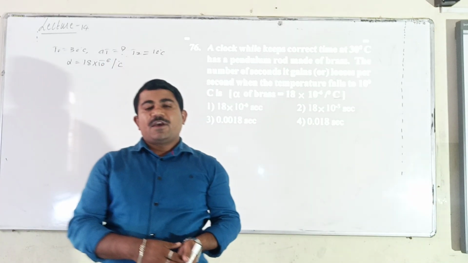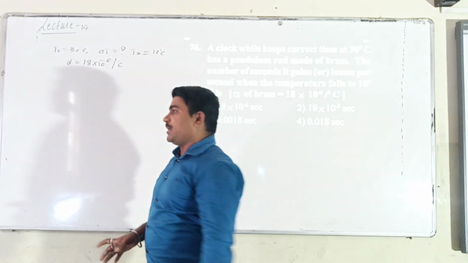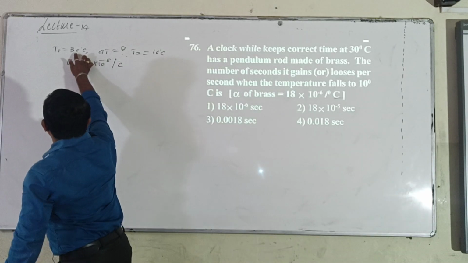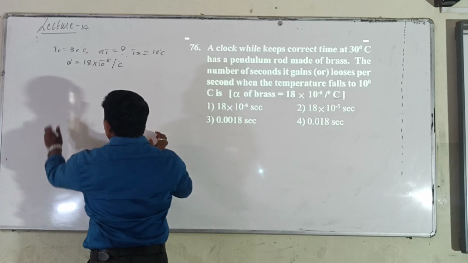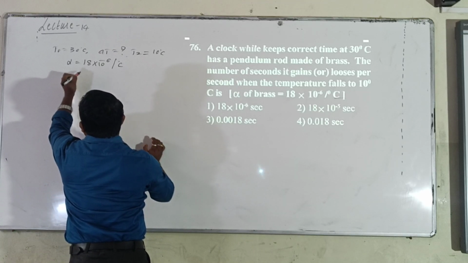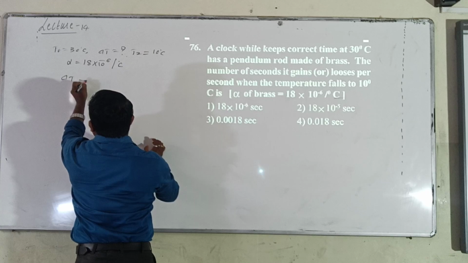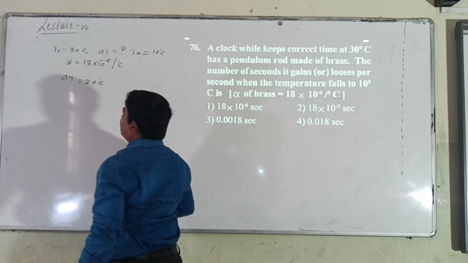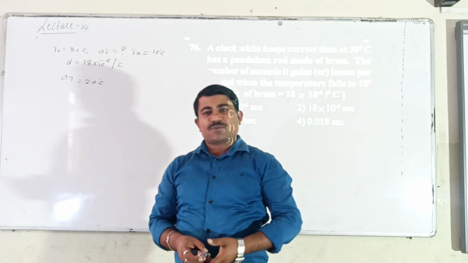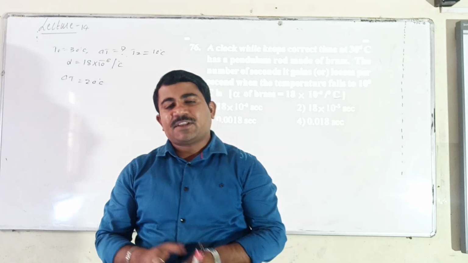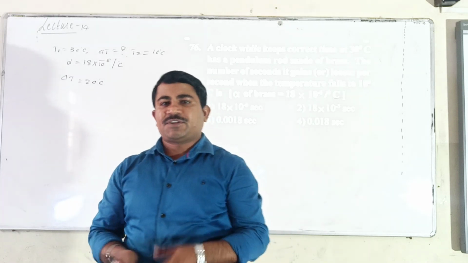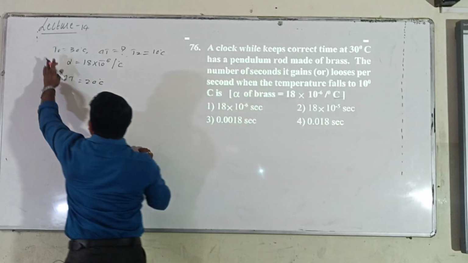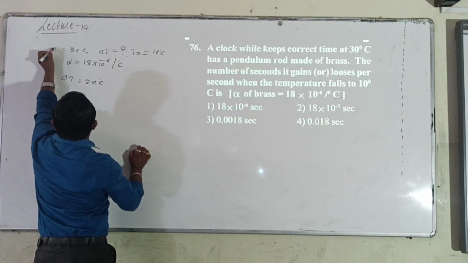We know the change in temperature: a higher temperature here and a lower temperature there. Delta T means greater minus smaller, so we get 20 degrees Celsius. Students, we have obtained the change in time period. To avoid confusion, let me take it as theta naught.